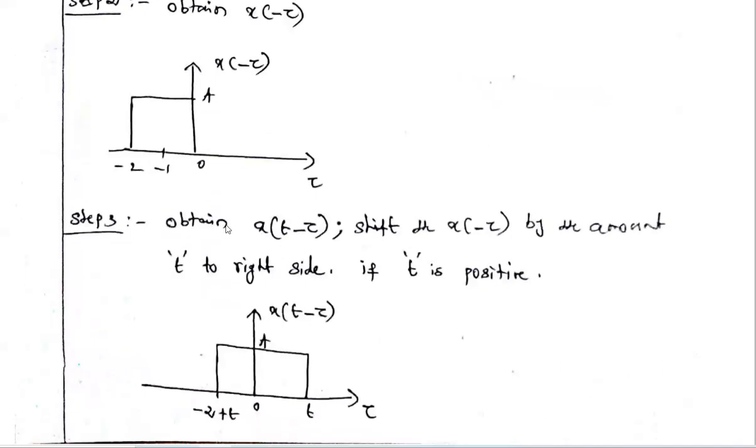And what is the next thing? This time reversed or folded signal, we have to shift by the time t. That is the x of t minus tau we have to obtain. So what is x of t minus tau? This x of minus tau, you have to shift to the right side by the amount t if t is positive. If you shift this -2 to 0 signal to the right side by the amount t, this lower limit -2 changes to -2 plus t, and this upper limit 0 is shifted to t.